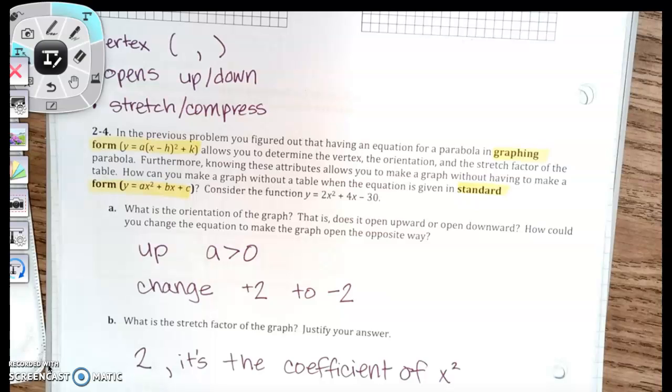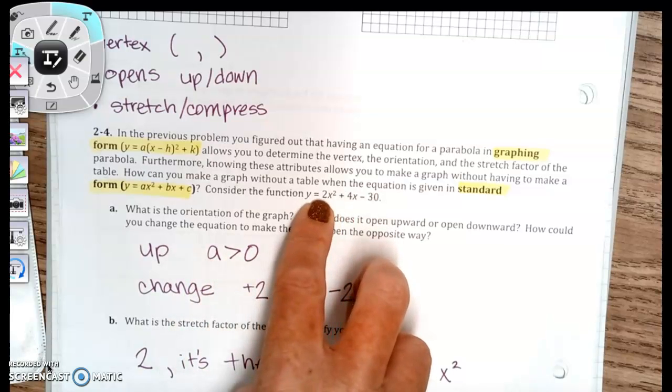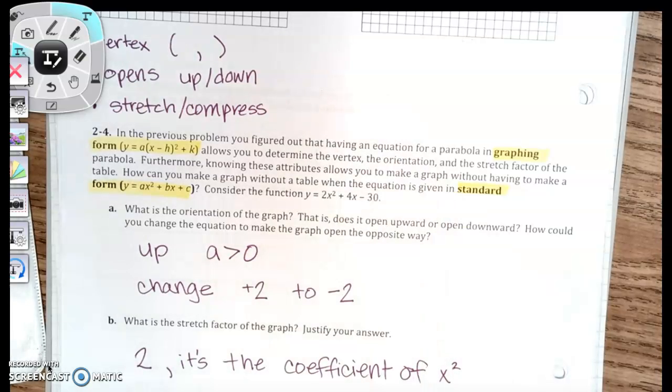Okay, so for part A, it says, what is the orientation of the graph? That is, does it open upward or open downward? How could you change the equation to make the graph open the opposite way? Okay, this one's kind of obvious. It's positive, so it's going to open up. Why? Because the a is greater than 0. In this case, it's a 2, right? Everybody see that positive 2 there? You don't normally write a positive sign, but if you want to, you could draw a little plus sign in there, so you're like, oh yeah, it's positive, it's going to open up, okay?